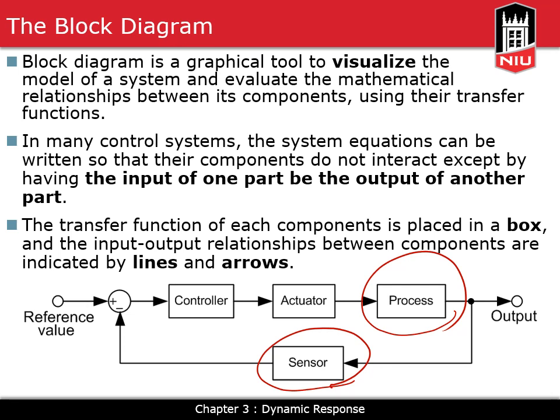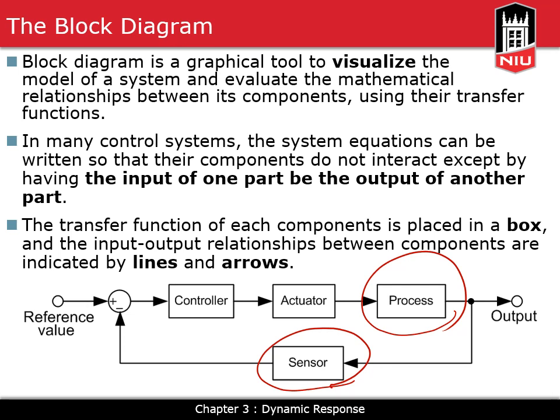We take the difference between the reference value, which is nothing but the desired value of the output, and what the value of the output currently is. We take that difference and give that information to the controller. So the controller sees how far the actual value of the output is from its desired value, and based on that decides what to do or what to tell the actuator. The arrows on the block diagram show the direction of the flow of the signal.